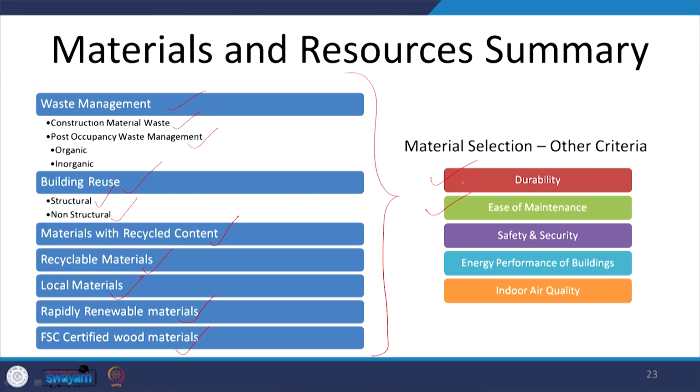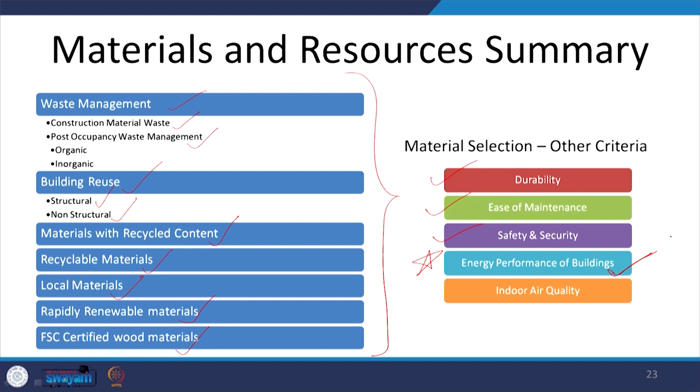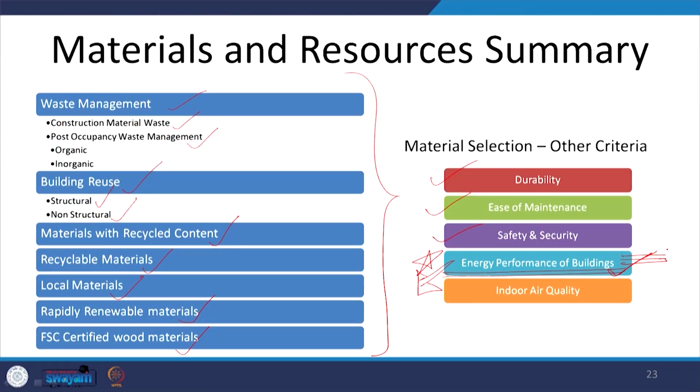We have to look at the ease of maintenance depending upon the type of facility which is being maintained. We also have to look at the safety and security requirement of the building. Besides these three, which are more qualitative in nature, we also have to keep in mind the energy performance of buildings, for which appropriate materials have to be chosen. Often the energy performance of buildings and the materials which lead towards it is covered as part of the energy topic, and in the subsequent lectures in the coming week we will be talking about the different parameters which determine the energy performance of buildings. Then we also have to look at the indoor air quality and how materials affect that.